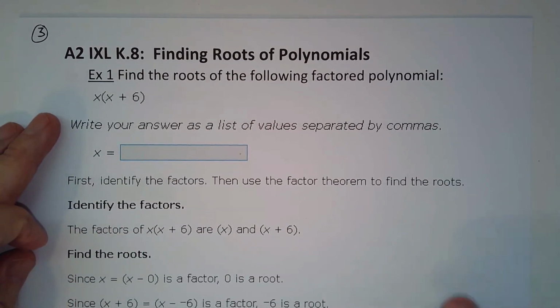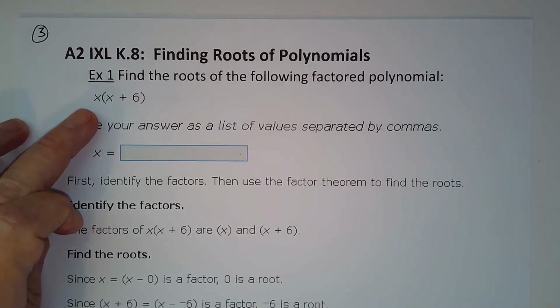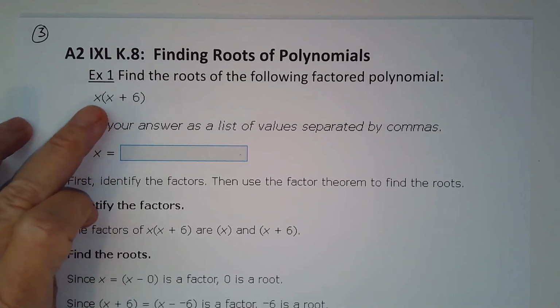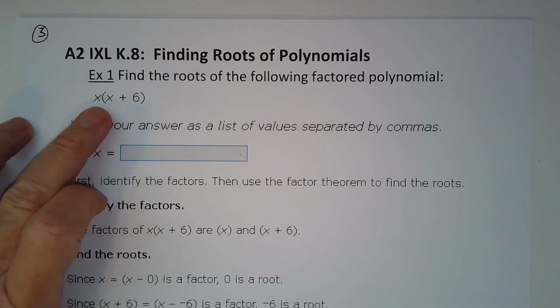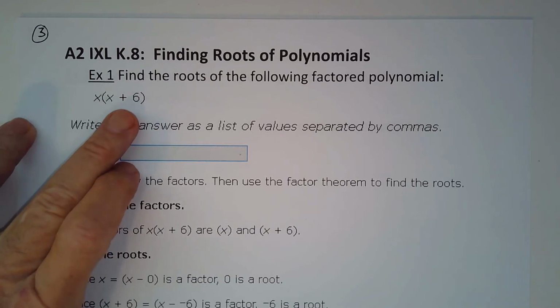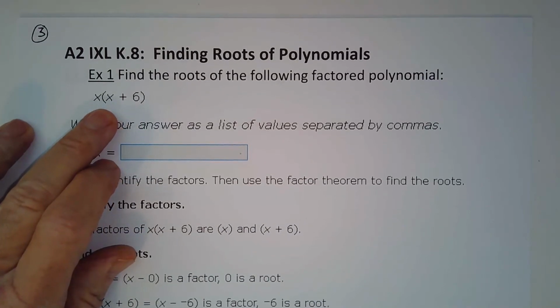We're going to find the roots of the following factored polynomial. So here's a polynomial, and it is factored into x times x plus 6. Now remember, a factored thing is something where you broke it apart, and you can put it back together again by multiplying it back together. So if I use distribution and multiplied x times x plus 6, I would get x times x is x squared, and x times 6 is 6x. So that's the unfactored form of that polynomial.